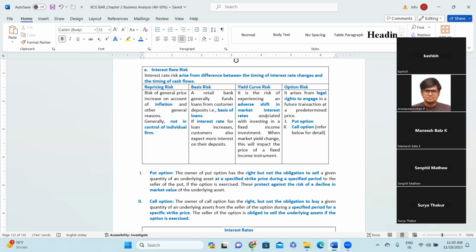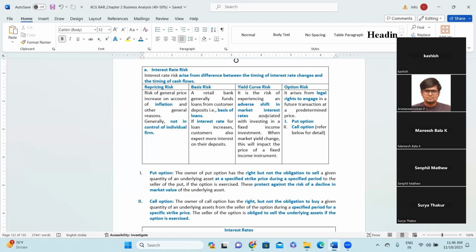Yield curve risk is the risk of experiencing an adverse shift in market interest rates associated with investing in a fixed income investment. That means when market yields change, this will impact the price of fixed income instruments. Have you heard about municipal bonds, government bonds, debentures? Those are generally fixed interest bearing instruments, right?